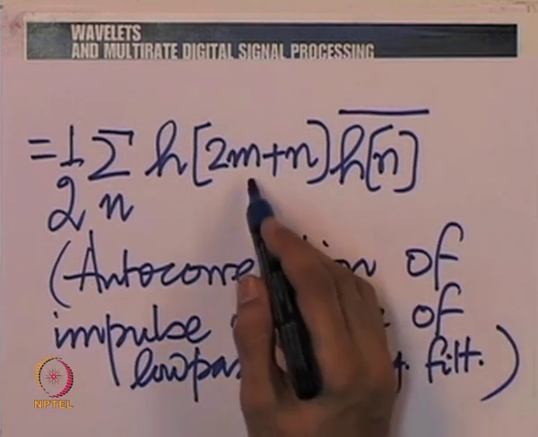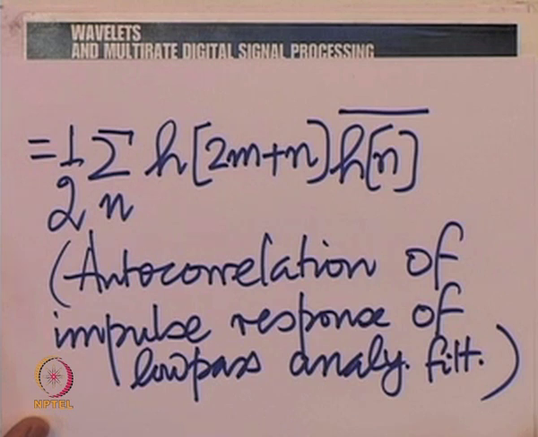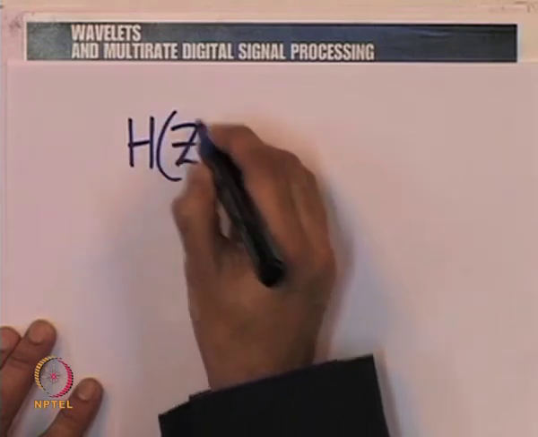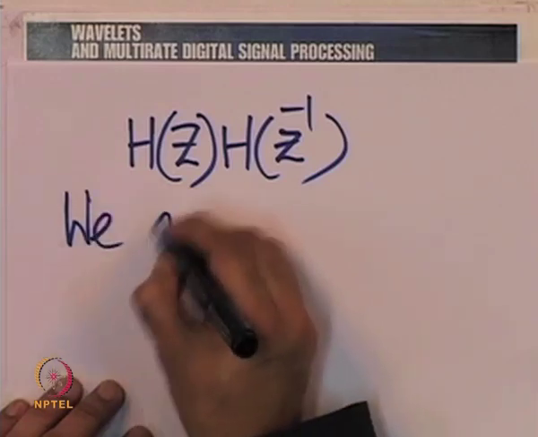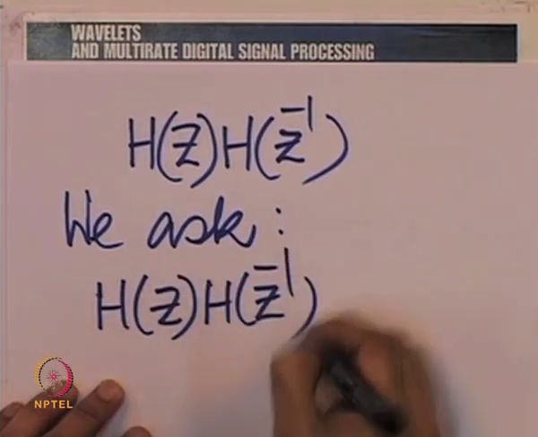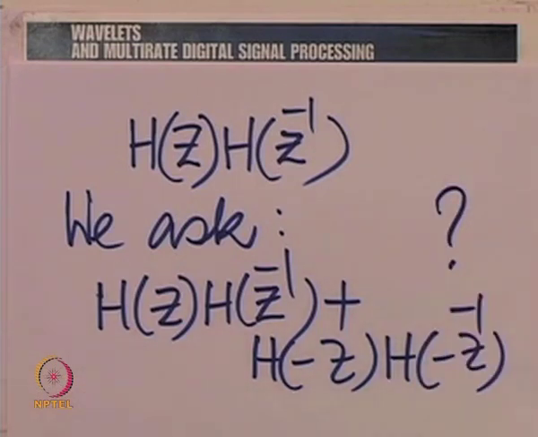Now, once again, we are evaluating the impulse response at only even locations. So, let me first write down the Z transform of the impulse response. You will remember the Z transform of the autocorrelation of the impulse response would essentially be H(z) times H(z inverse). And what we are asking is what is H(z)H(z inverse) plus H(-z)H(-z inverse). This is essentially what would tell us about the values of the autocorrelation at the even locations.